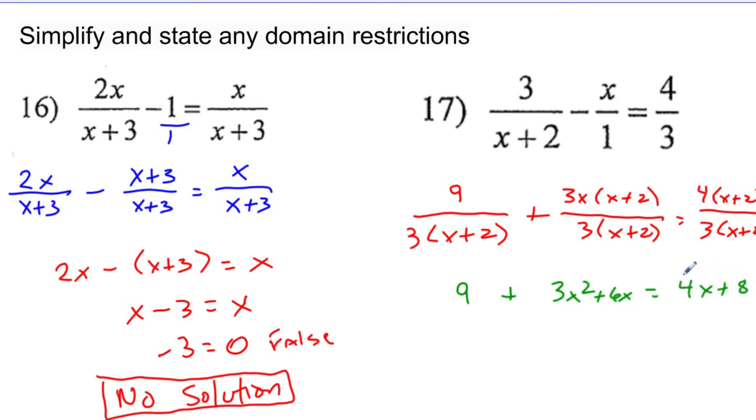Okay? So in this case, I'm going to bring the stuff on the right over to the left because, again, the x squared is my leading value in standard form, and I want that to stay positive. So I'm going to subtract all this stuff over.